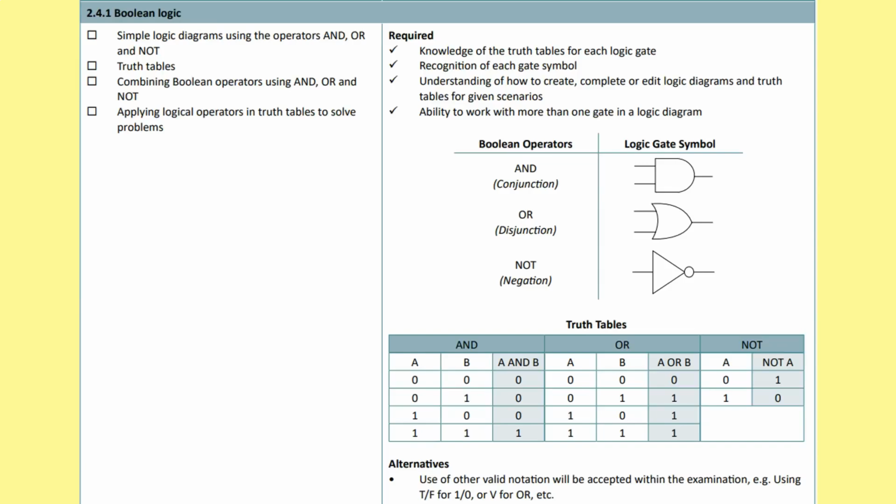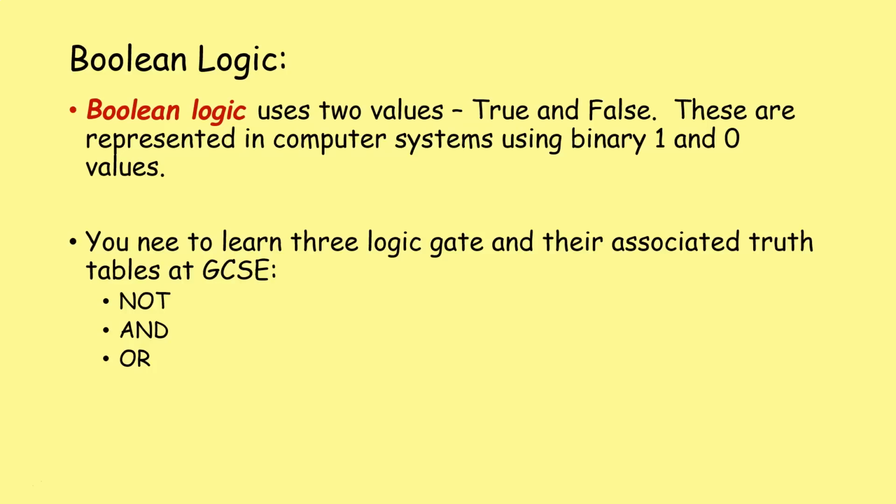2.4.1 Boolean logic. Boolean logic uses two values, true and false. These are represented in a computer system using binary 1 and 0 values. For the GCSE J277 syllabus, we need to learn 3 logic gates and their associated truth tables. These are NOT, AND, OR.